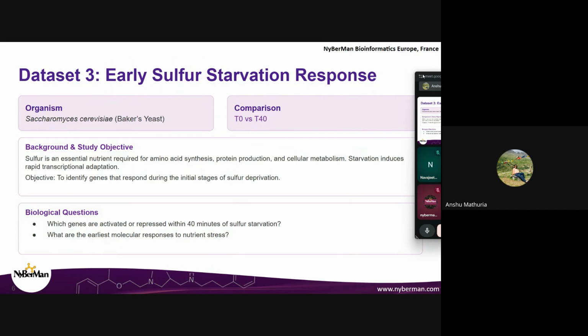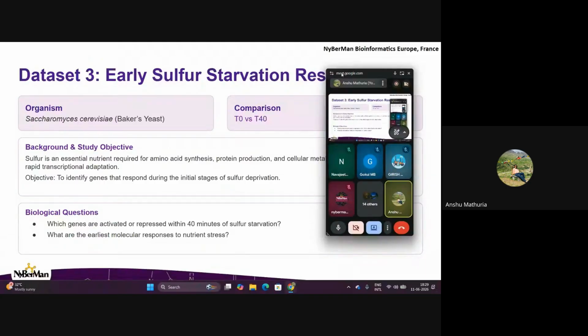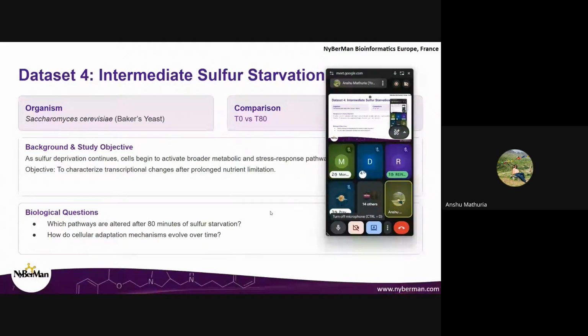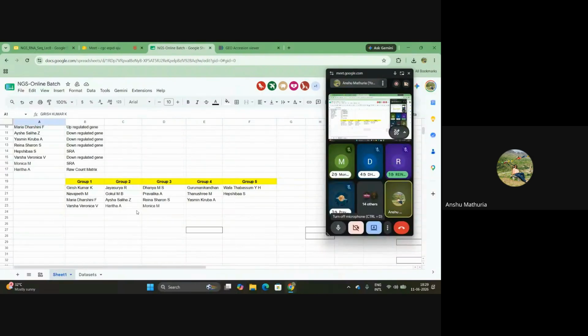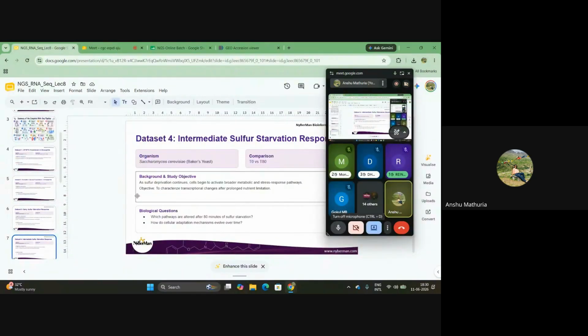Is data set 3 clear? Any doubts? Who all have data set 3? Kindly raise your hand. Okay. Pravalika, Monica, Reena, and Dhanya. Okay, so all 4 of you are there. Is it clear to all 4 of you? Okay, great.